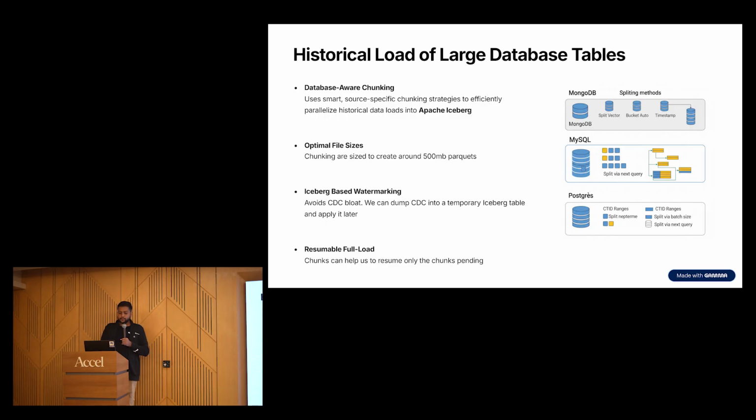And as I mentioned, if you have processed 500 chunks out of 1000 in your full load, when you start the historical snapshot again, it should start from the remaining 500 chunks only. It should not process the first half of the table, which is already done.